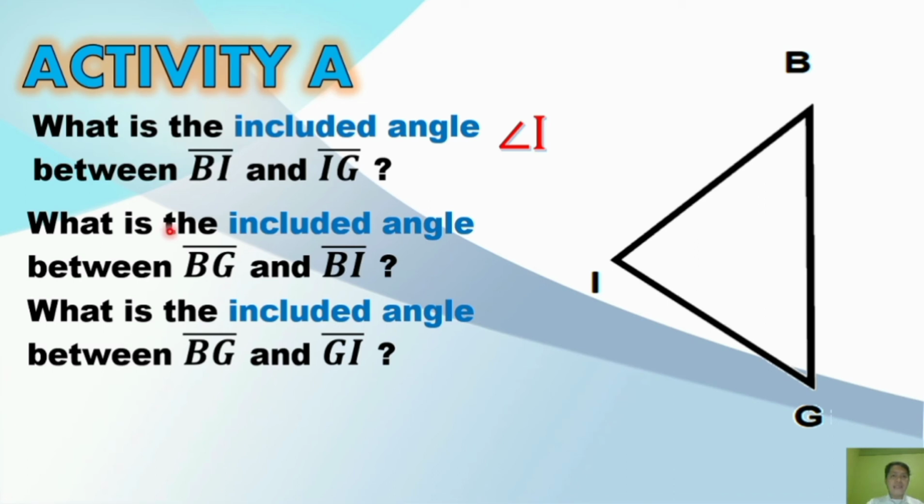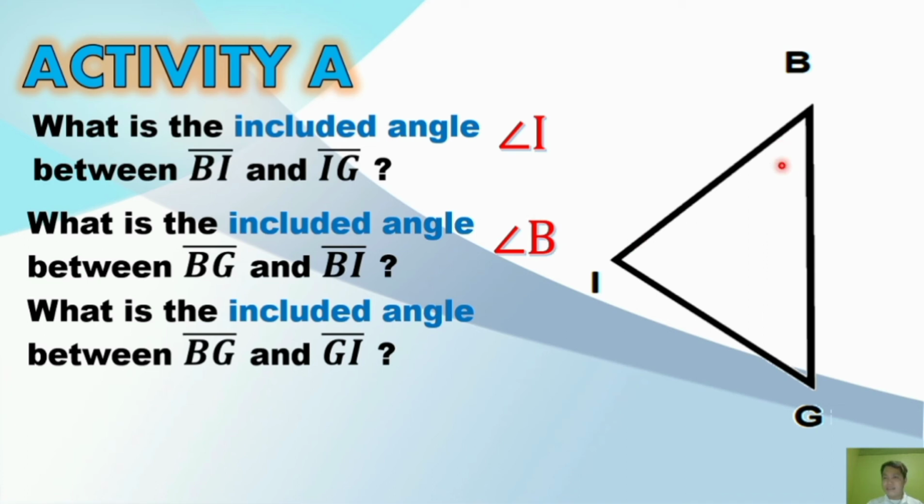Next, what is the included angle between side BG and side BI? First, we need to locate where side BG and side BI are. So we have side BG. This is side BG. And this one is side BI. So between these two sides, side BG and side BI, the included angle is angle B.